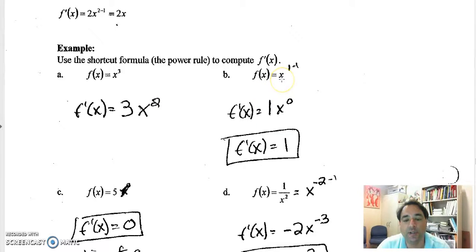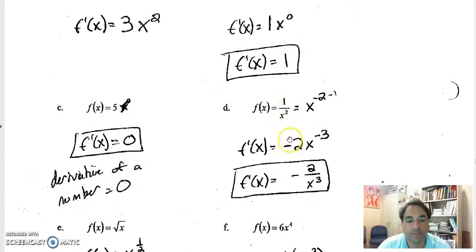If the original function is x, remember that's like x to the 1. The 1 goes to the front. 1 minus 1 is 0. X to the 0 is 1. So you're left with just 1. What if you had a number like 5? What's the derivative of 5? Well, you can kind of think of it as if this was x to the 0 because there is no exponent. 0 times 5 is 0. Bottom line, the derivative of any number is 0.